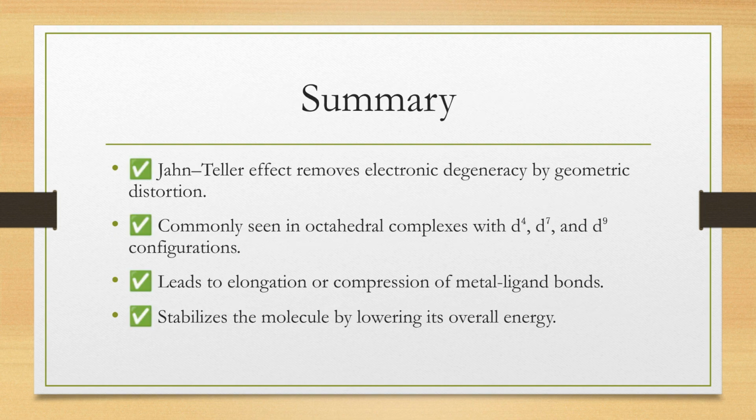In summary, the Jahn-Teller effect removes electronic degeneracy through geometric distortion, commonly observed in octahedral complexes with d4, d7, and d9 configurations. This process leads to the elongation or compression of metal-ligand bonds, ultimately stabilizing the molecule by lowering its overall energy.